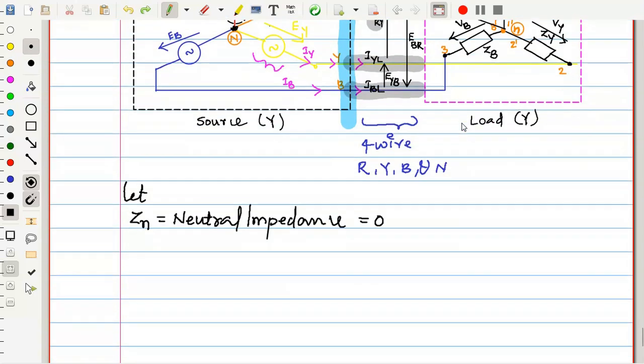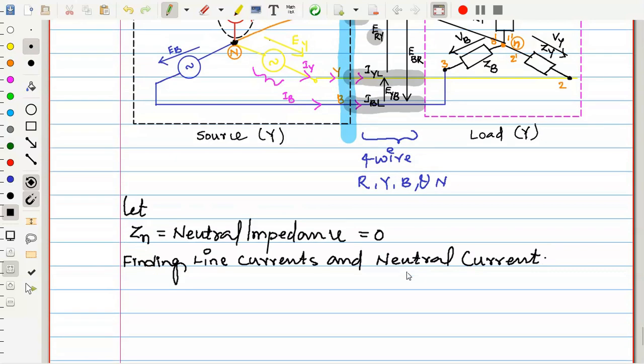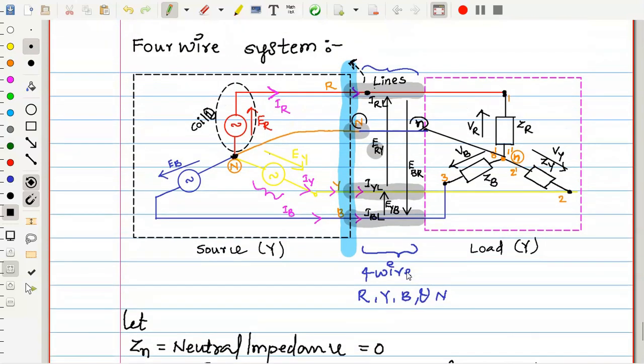The objective is finding, let me write, what we want to analyze in this diagram: we want to find the line currents and the neutral current. Right? So the neutral current I did not indicate it. Let me indicate the neutral current here.